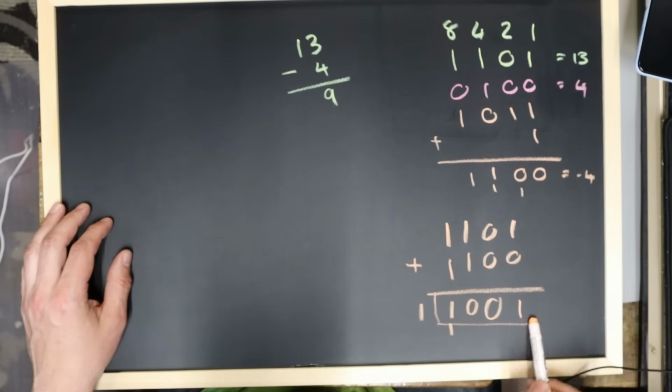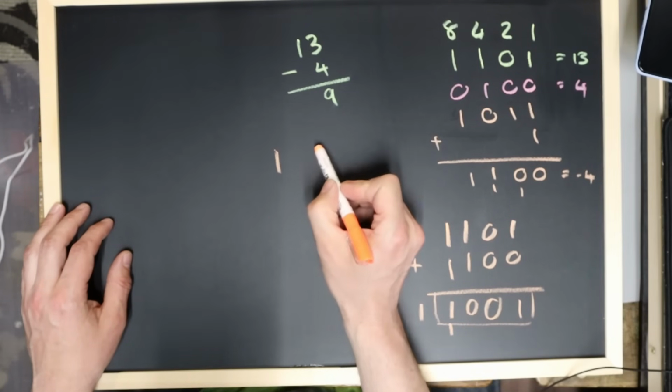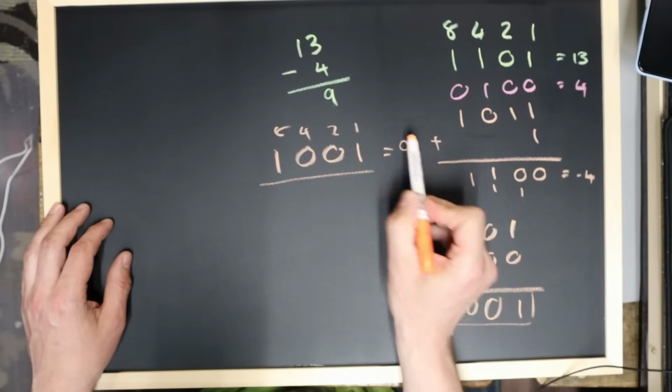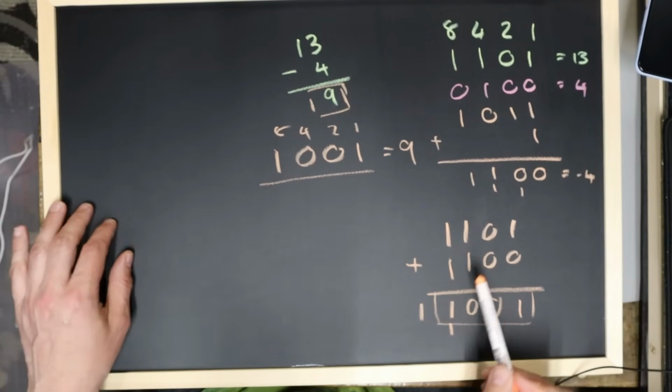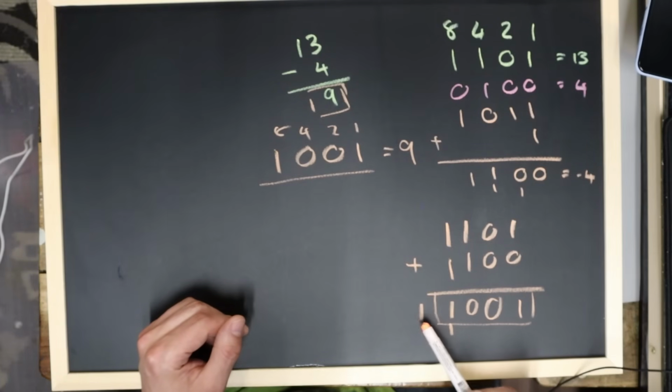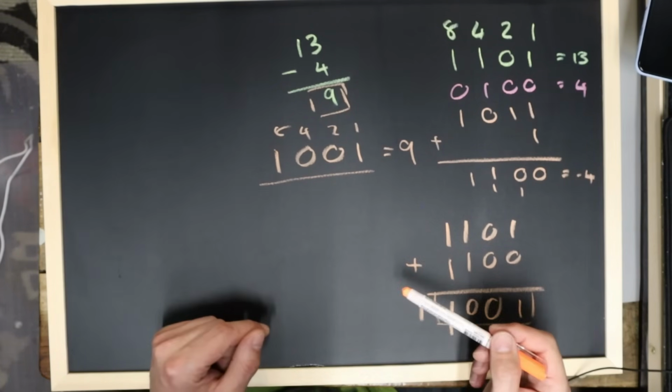And if I now convert that, so 1, 0, 0, 1, you can see that 1 add 8 is 9, which is the same as this. It's all mathematically consistent with itself. We've lost that bit, which means it's rolled over, and we've only got 9 left.